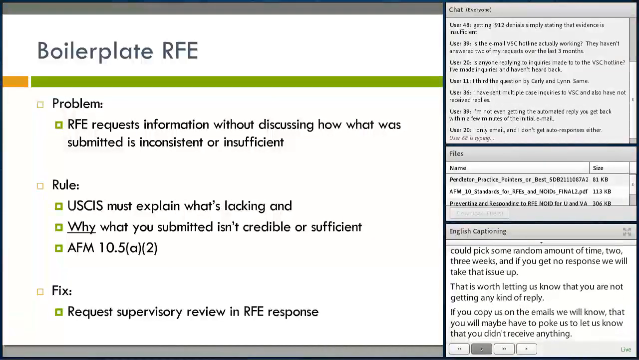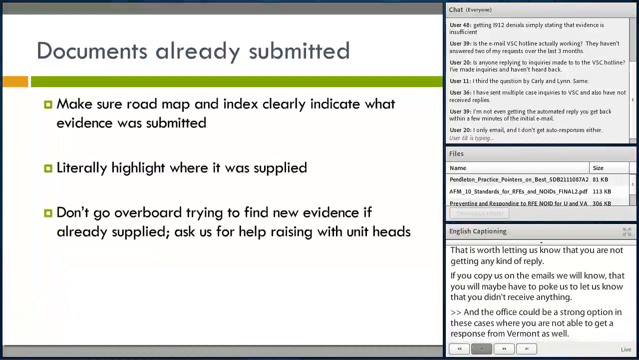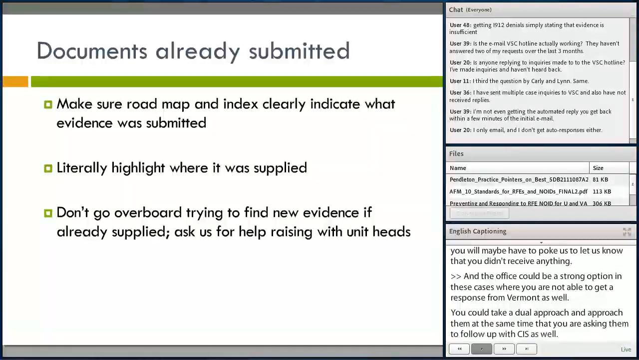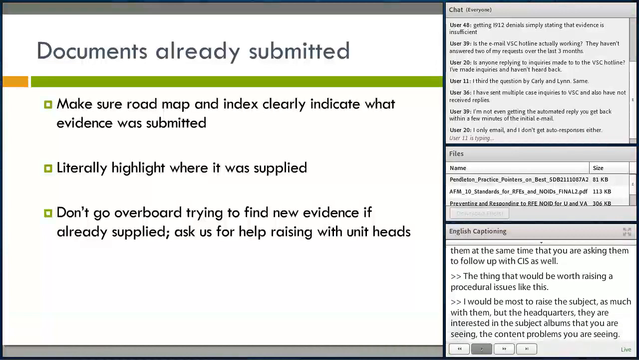Right. And the Ombudsman office can also be a really strong option in these cases where you're not able to get a response from Vermont. So you can take a dual-pronged approach and approach the Ombudsman office at the same time that you're asking us to follow up with USCIS. Yeah, and the main thing these days, I would say, worth raising with the Ombuds are procedural issues like this. I would be loath to raise the subject issues as much with them, but headquarters is still very much interested in the subject problems and the content problems you're seeing.